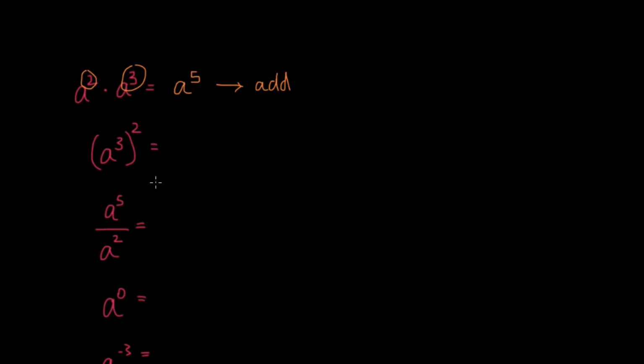Our next one has a to the third, squared. So when seeing something like this, our answer is going to be the base, which is a, and then the third exponent on top of the a is going to be multiplied by the 2 on the outside. So 3 and 2. So 3 times 2 is 6. So when you see something like this, you always multiply.